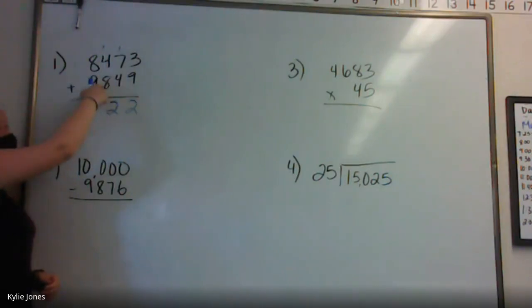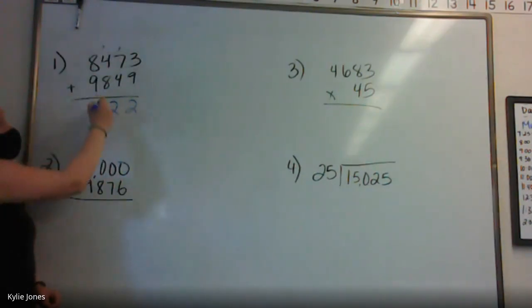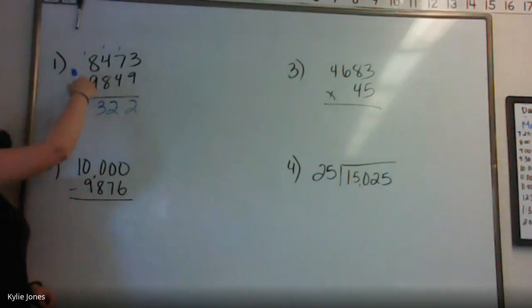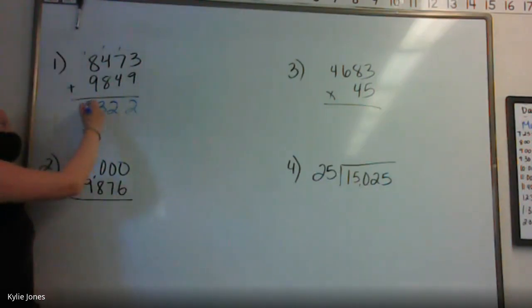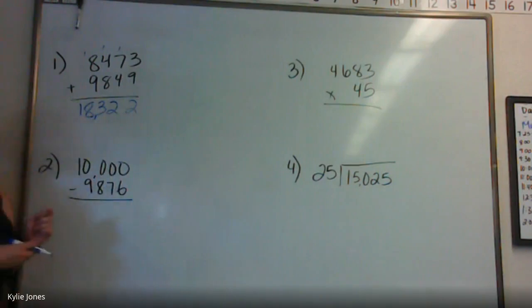What is 4 plus 8? 12. Listen to my question. 4 plus 8 is 12, plus 1 is 13. Carry your 1. What is 8 plus 9? 17. 17 plus 1? 18. Did you guys get 18,322? Well, there's something wrong. If you were close, good job.